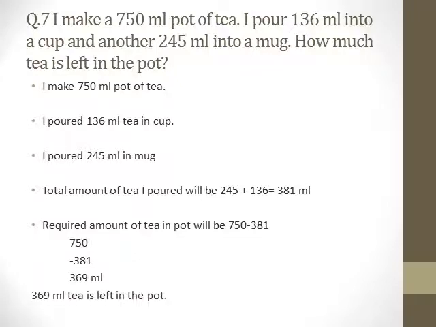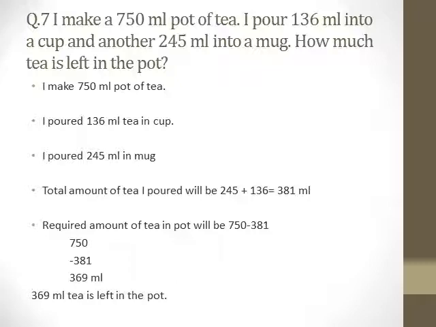So the answer is 369 milliliters of tea is left in the pot after pouring 136 milliliters in a cup and 245 milliliters in a mug. This is a very simple question. You actually made a total of 750 milliliters of tea, then you put 136 milliliters into a cup and 245 milliliters into a mug.